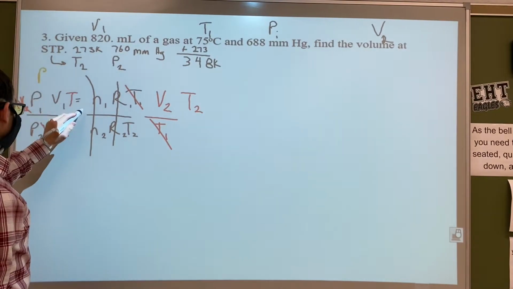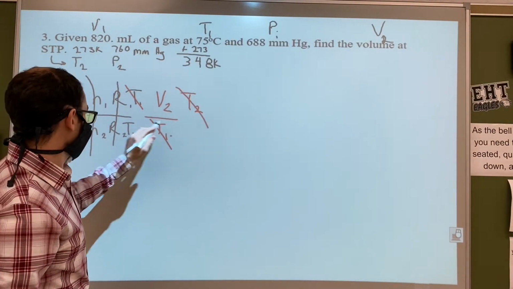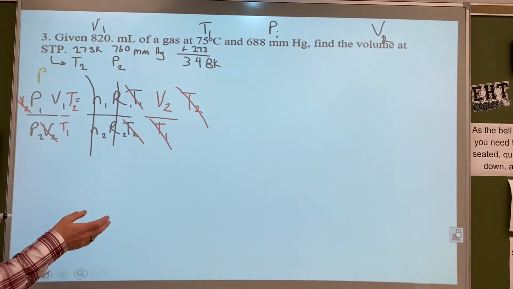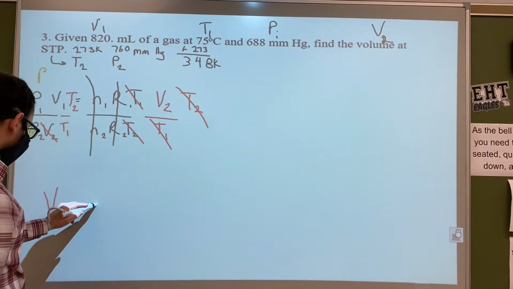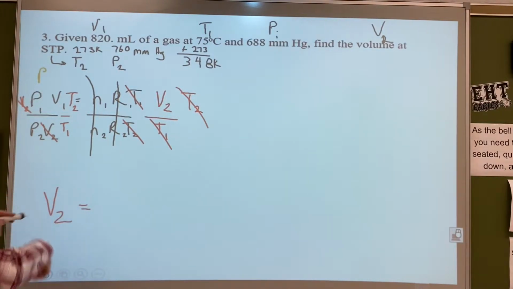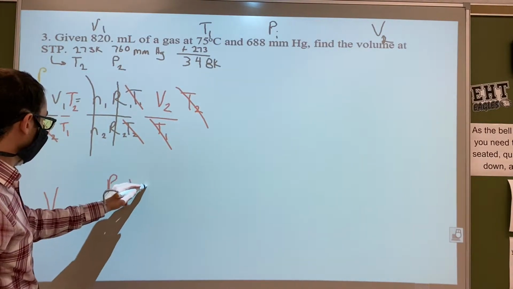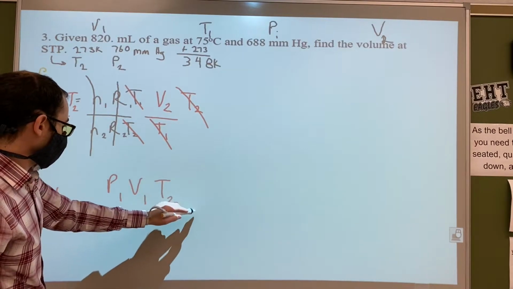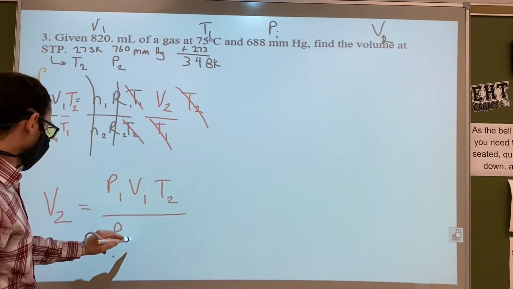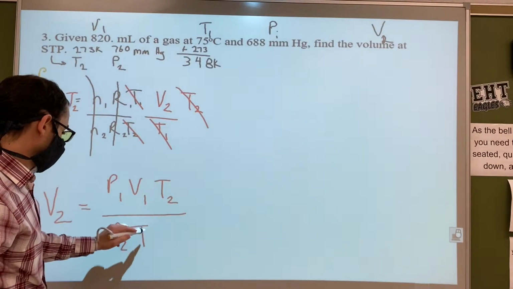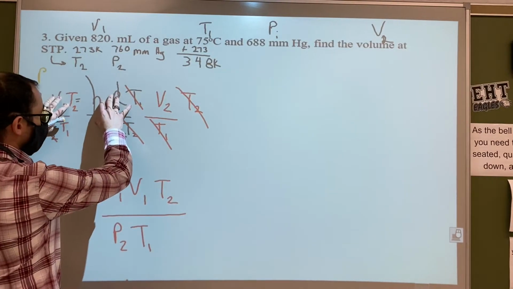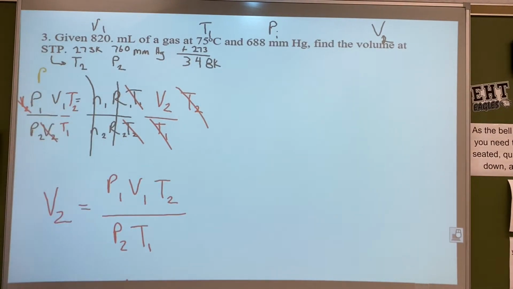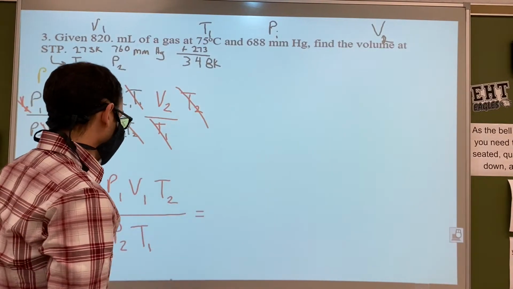So I'll bring T2 over here, get rid of our T2s, and this looks like a bunch of mess, so I'm going to rewrite it. I'm going to put V2 here, and V2 equals P1 V1 T2 over P2 T1, all right? And if you don't like doing it that way, that's fine. Just plug in all the numbers from the equation here and then cross multiply and solve your problem. You can definitely do it that way as well.